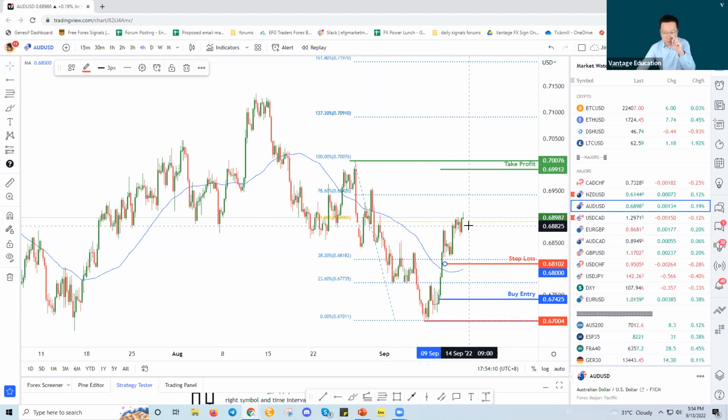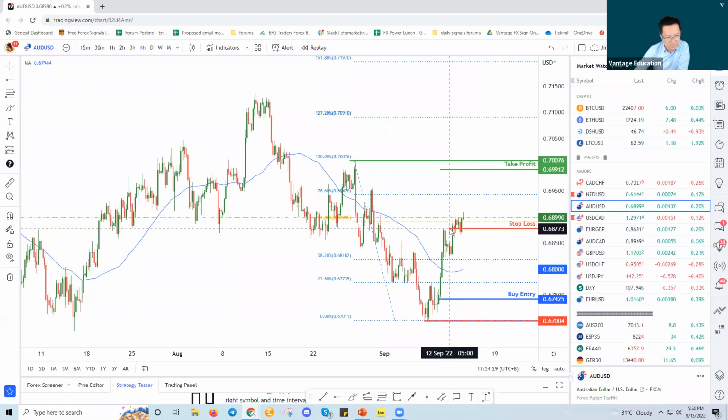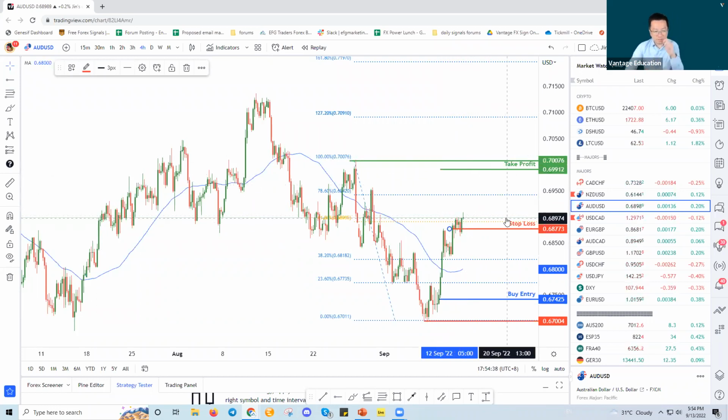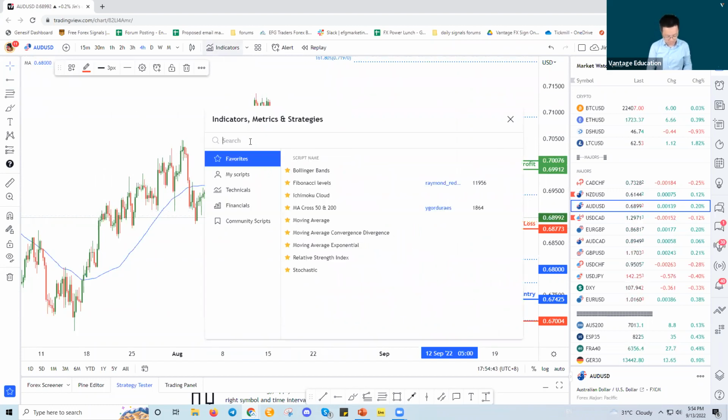And now if it does break higher, strongly above that 61.8 level, not yet, okay, not yet. But if it does break above, say, about 69.2, 0.692, then you could move your stop loss up again, based on horizontal levels, and take profit just below that 0.7.